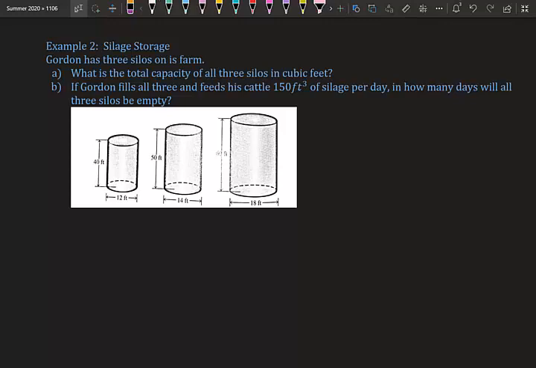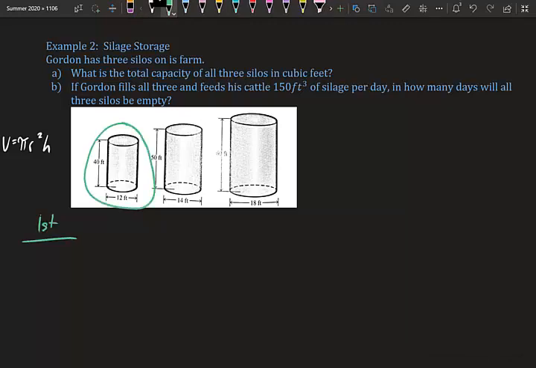So we're talking about 3 silos, and we want to know the capacity. Capacity means volume. So we need to find the volume of each silo. And each silo is a cylinder. So we're going to use the cylinder formula, volume equals pi r squared h, because they're cylinders. So we have our first silo, which is the smallest one.